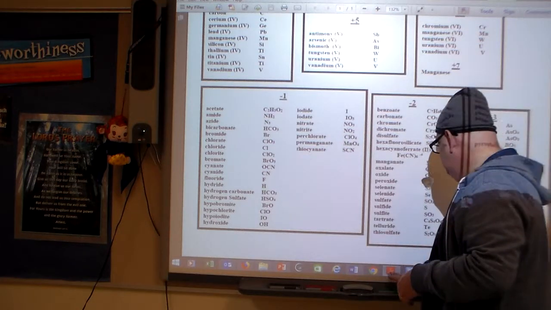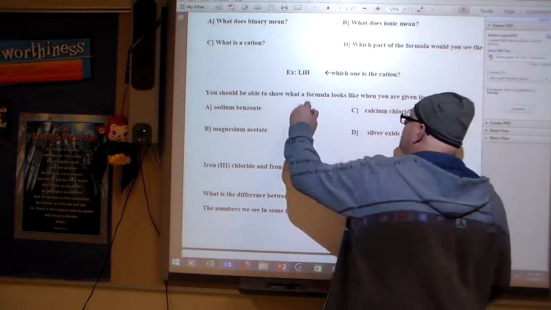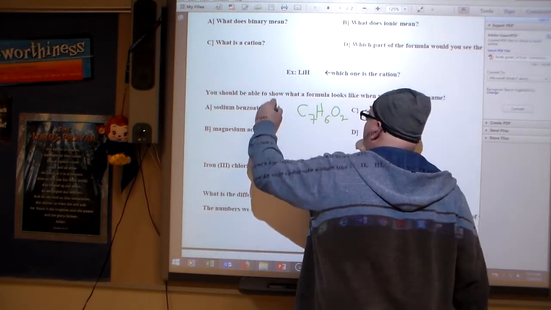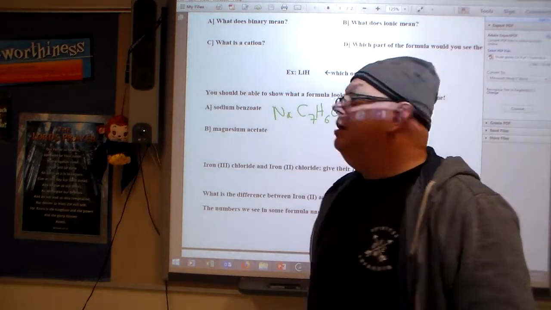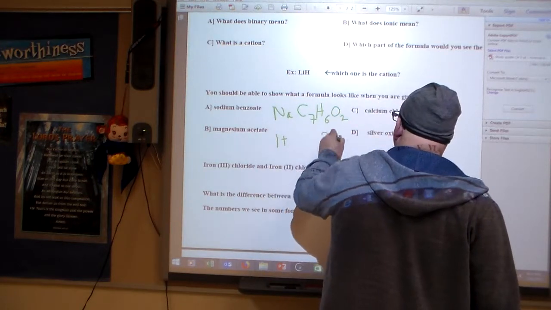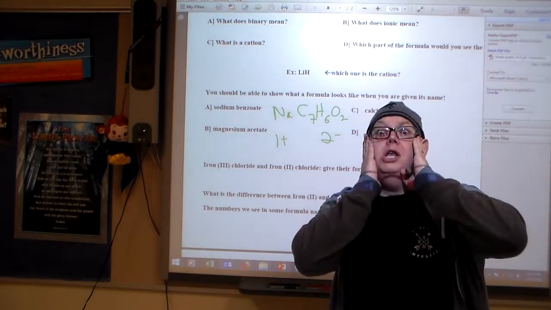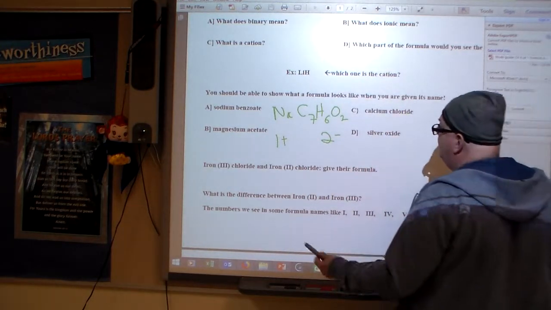And the question comes down to, how do you correctly write this? C7H6O2, and we have Na. But the problem is, it's not balanced, because sodium has a +1 charge, the benzoate has a -2 charge. What are we going to do? We've got to balance it, right?